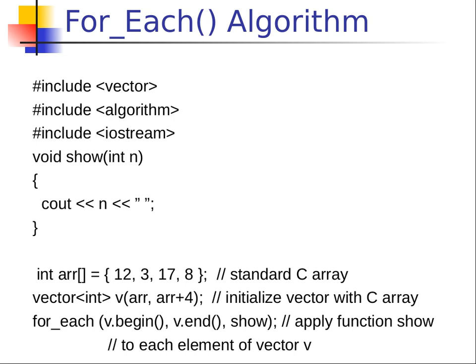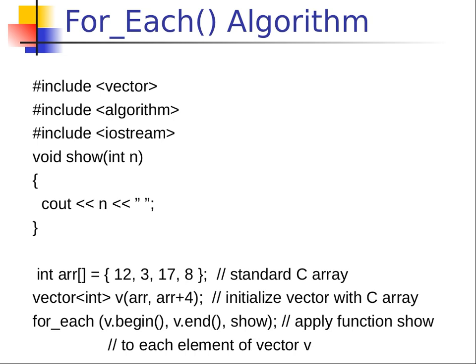What is show? It's a function. So it's passing a pointer to a function. What it's going to do is literally call that function on every element from beginning to end. And since that function shows each element, what's going to be the output of this? Oh, it's going to print 12, 3, 17, 8. Right.